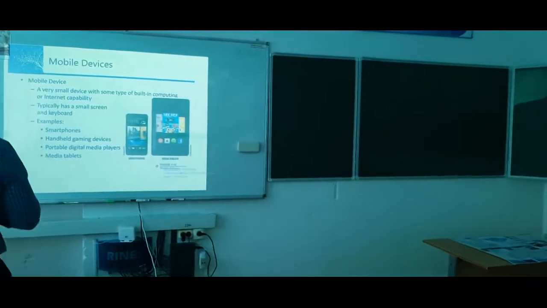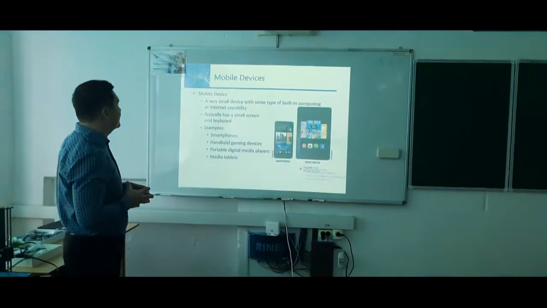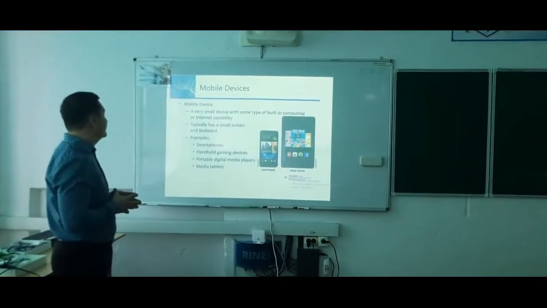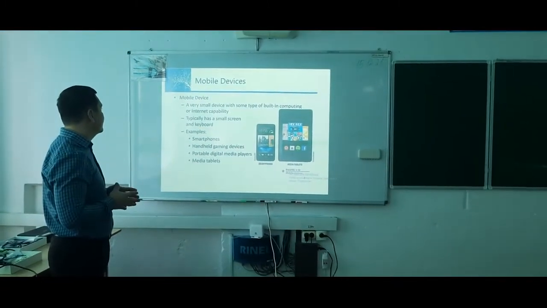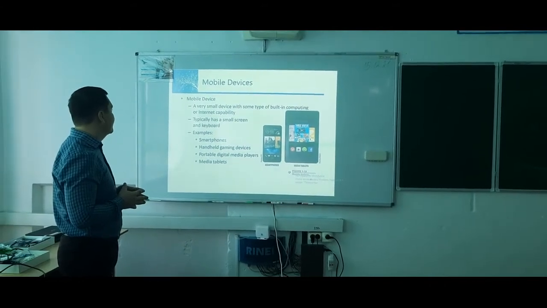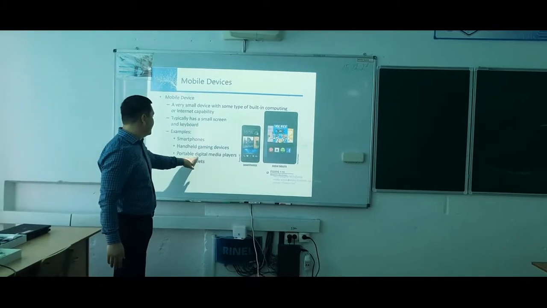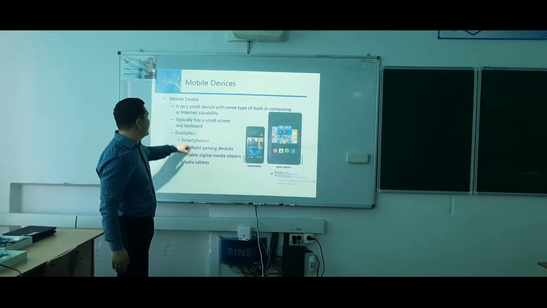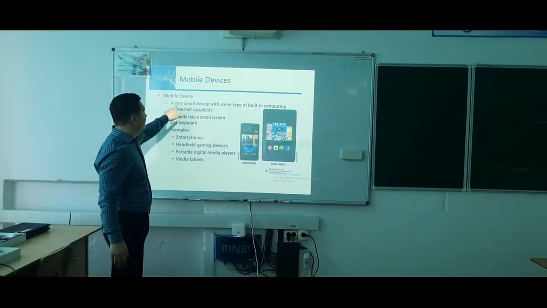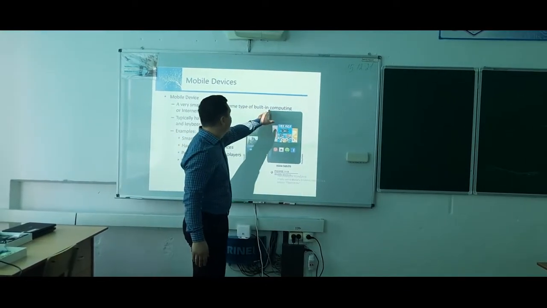Well, a mobile device is a very small device with some type of built-in computing or internet capability. Typically it has a small screen and keyboard. Examples: smartphones, handheld gaming devices, portable digital media players, media tablets. They are very small devices with some type of built-in computing.